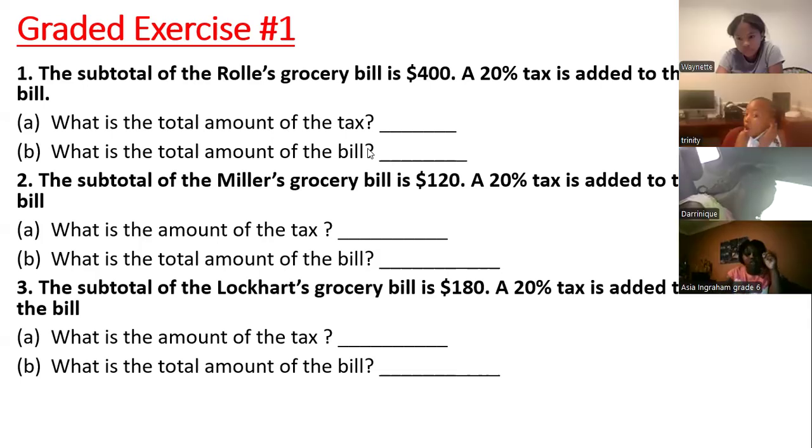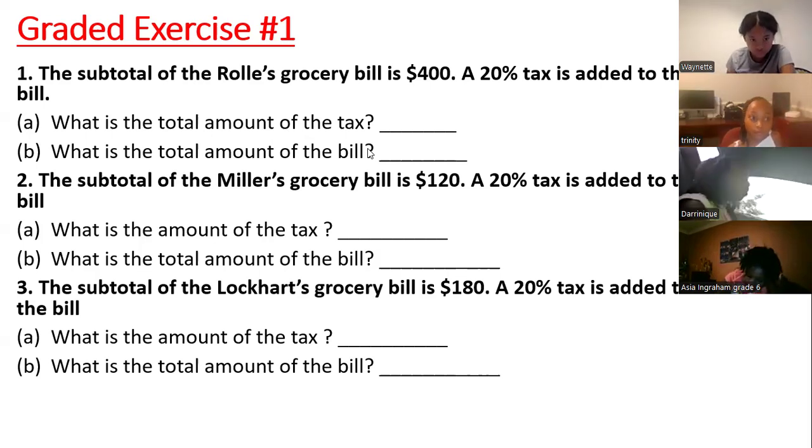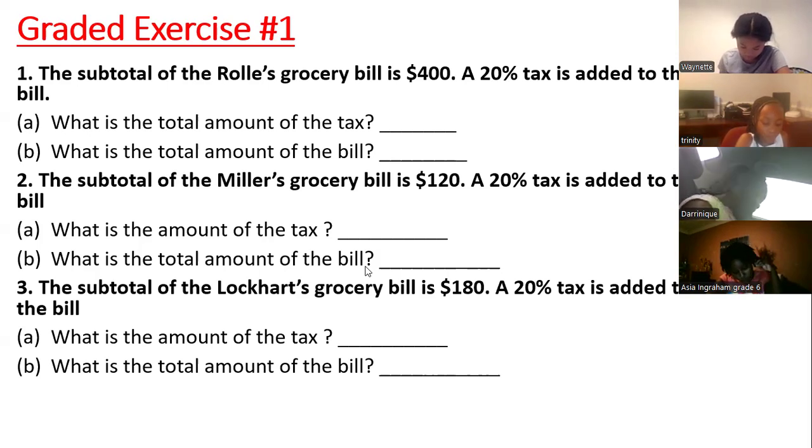Seth, you're not on number 1 yet? No, sir. Trinity, what did you get for number 1B? For number 1, we got 480. Okay, very good. Angel, what did you get for number 1A and B? For number 1A, I got 80. For number 1B, I got 480. Very good.